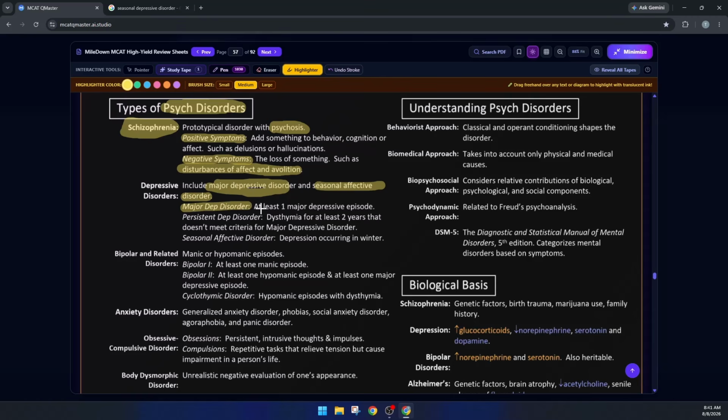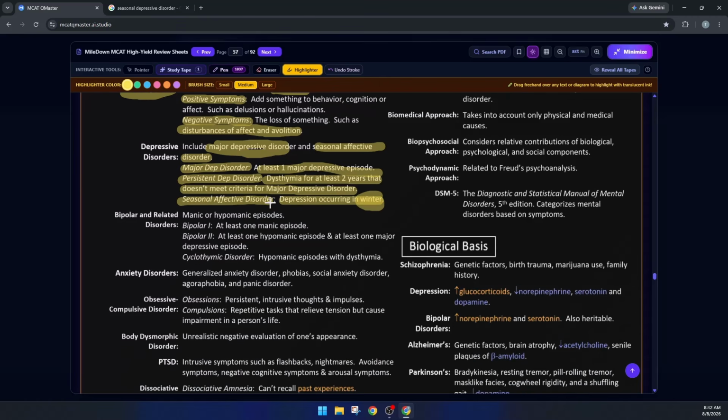Major depressive disorder has at least one major depressive episode. Persistent depressive disorder has dysthymia for at least 2 years that doesn't meet criteria for major depressive disorder. Seasonal affective disorder is depression occurring in the winter or beginning of fall. So we already went through that.